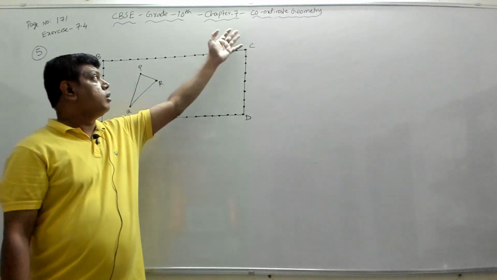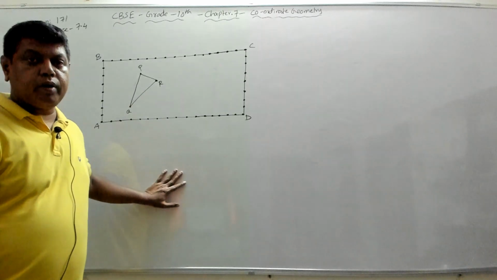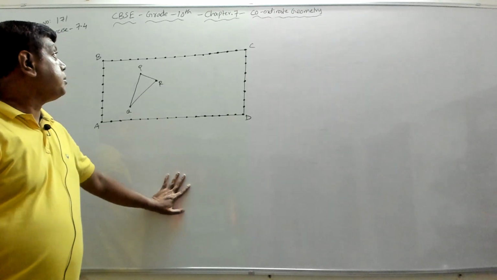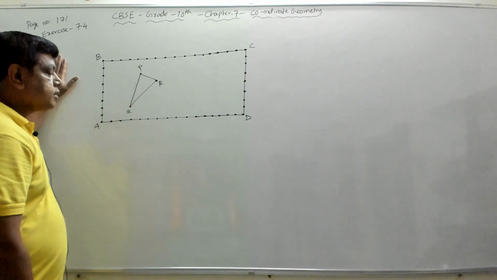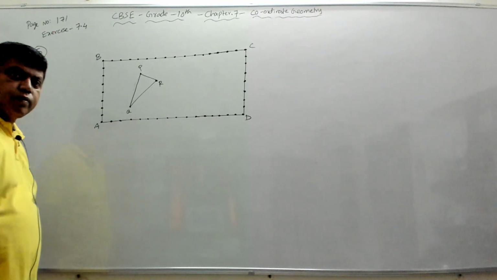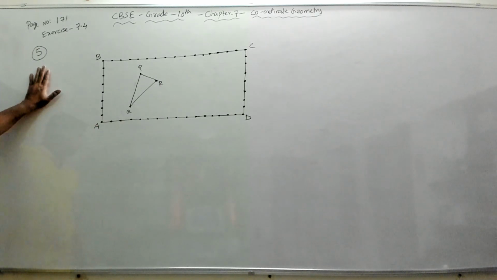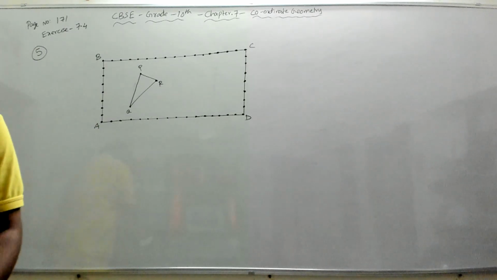In this video, we'll continue with the chapter Coordinate Geometry from your 10th standard CBSE Mathematics, chapter 7, and we shall continue with exercise 7.4 on page number 171, problem number 5 in your textbook. I'll read problem 5.